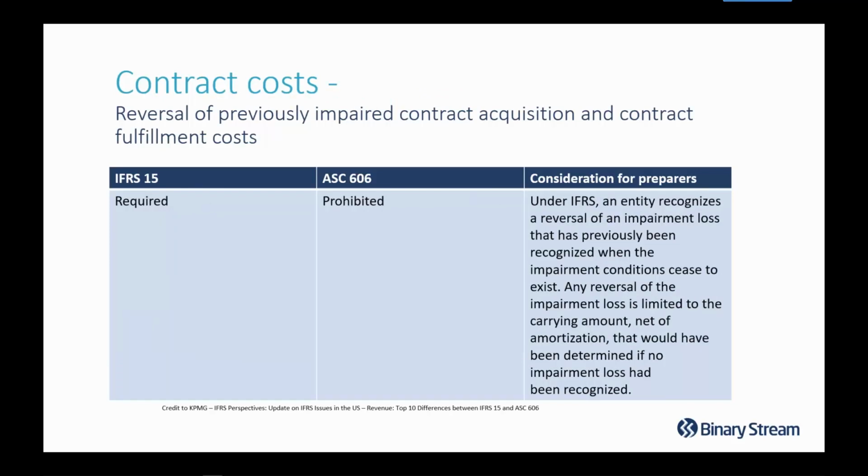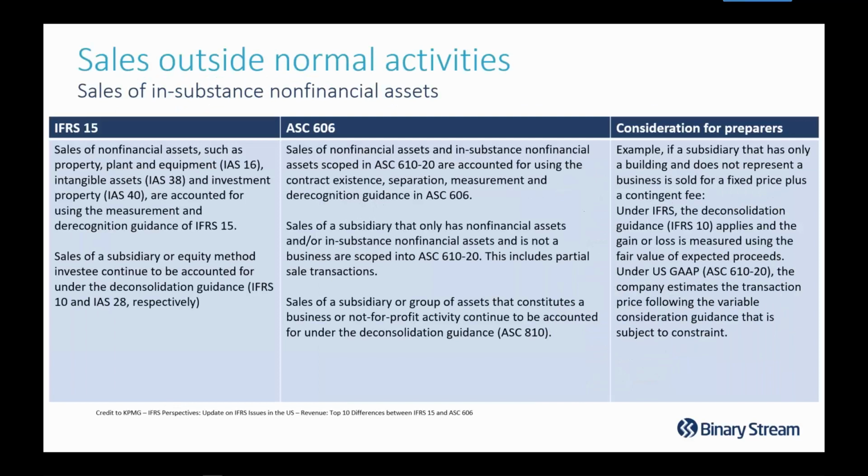But here's an interesting one. Reversal of previously impaired contract acquisition and contract fulfillment costs. So something hasn't worked out in the contract. What do I do with the previously incurred costs? Well, under IFRS 15, you can actually recognize a reversal of an impairment loss. You can actually get the benefit back. In ASC 606, nah, sunk costs, leave it alone, can't do anything with it. It's a done deal. It's over and gone. Simple as that.